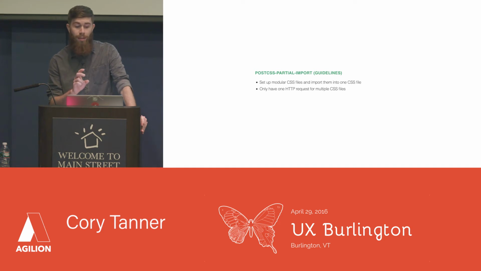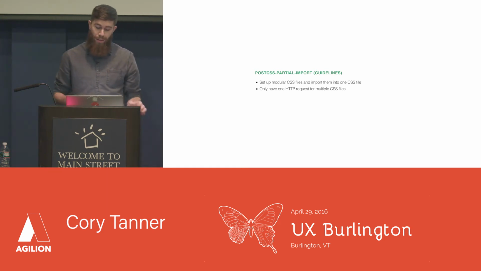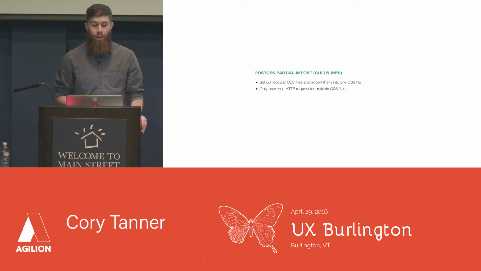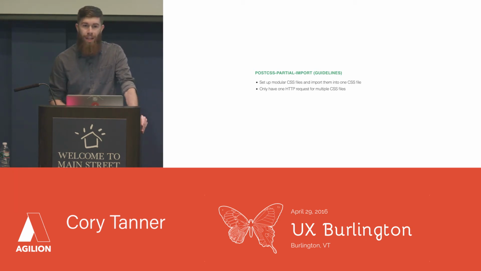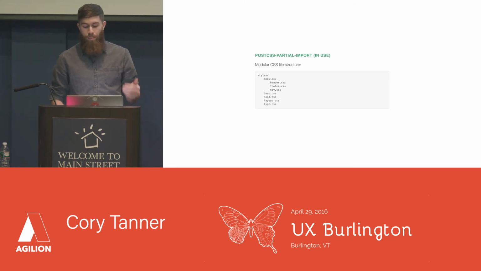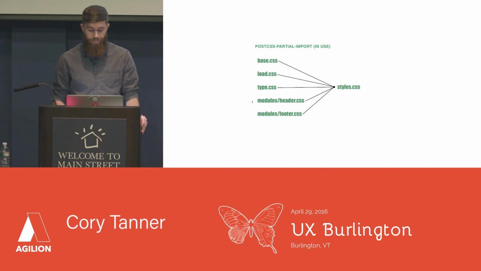So the important things about this are these are styles that affect the entire application. Then we have a modulars folder, which holds things like header, footer, navigation. These are all the modular elements of the page that can be used at multiple points within the website. And then, like I said, it's important. So you have your base, load, type, modular folders. They all get put into styles.css. It gets put out to the application.